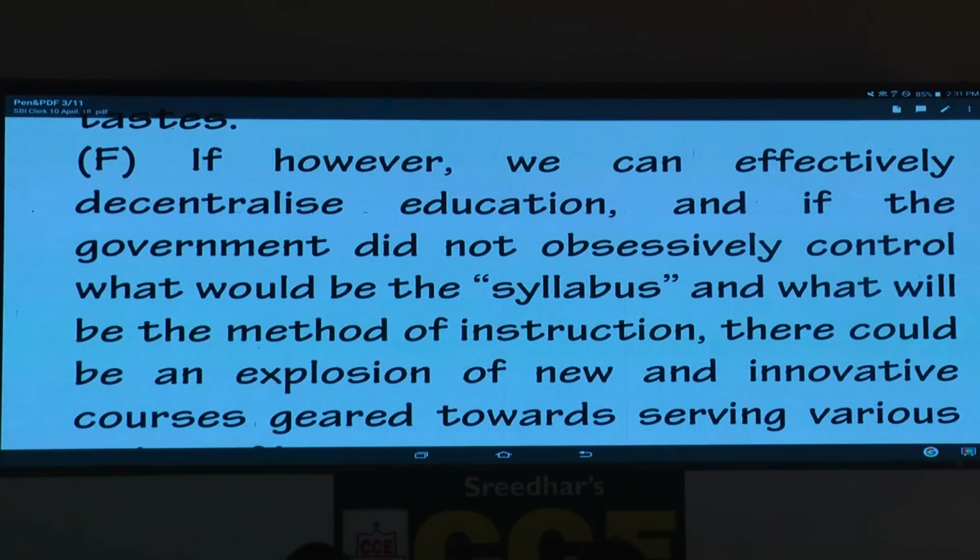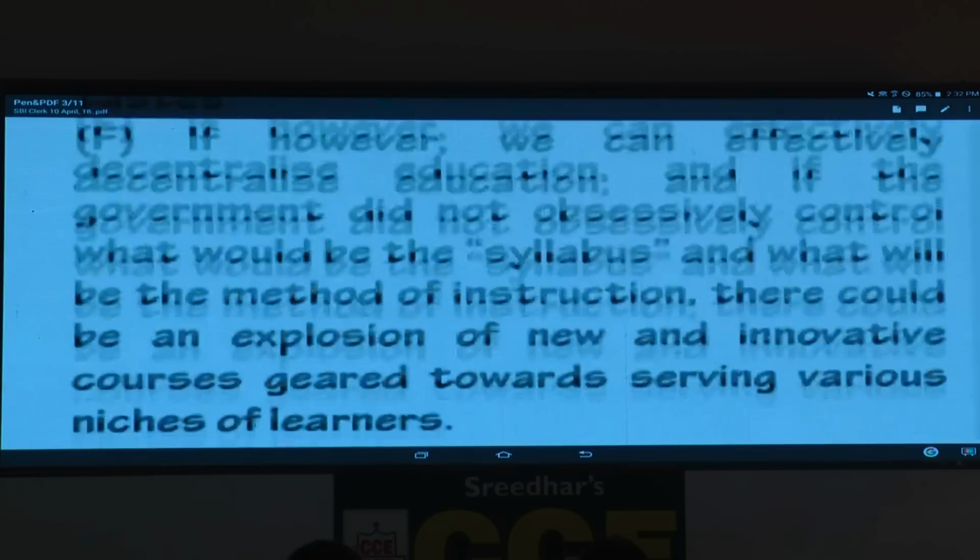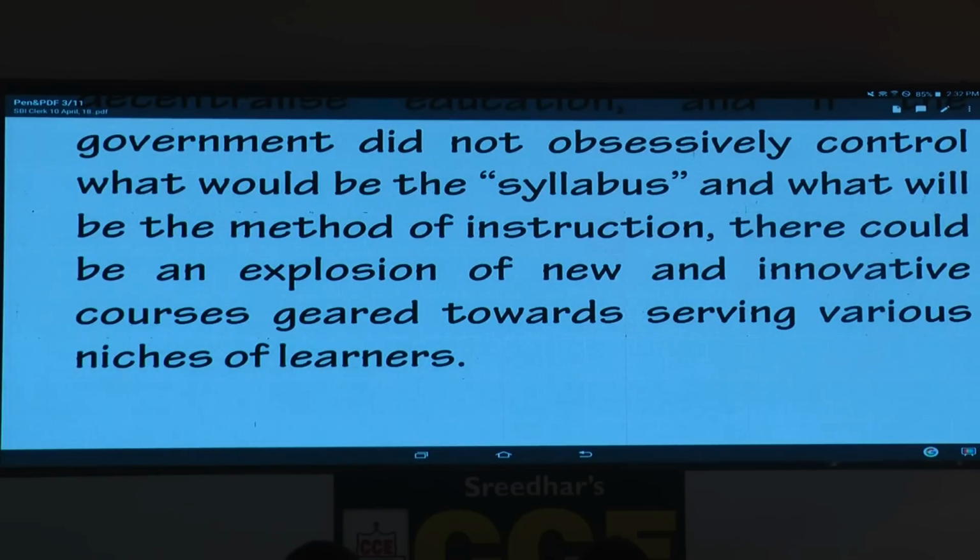Look at F. What does it say? If, however, we can effectively decentralize education, and if the government did not obsessively control what would be the syllabus and what will be the method of instruction, there could be an explosion of new and innovative courses geared towards serving various niches of learners. Please underline the word niche, niches, specific.